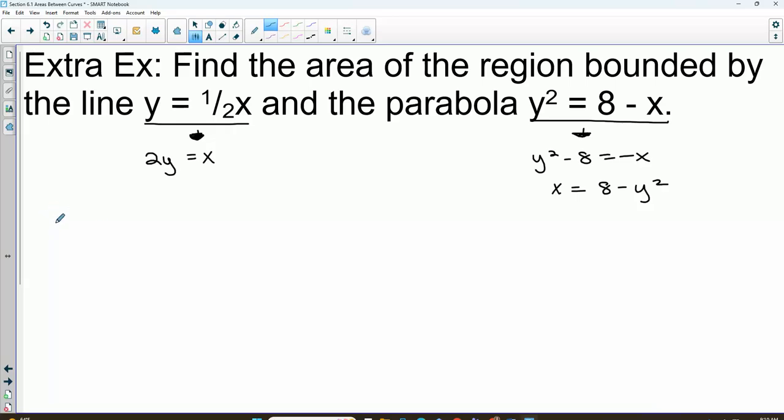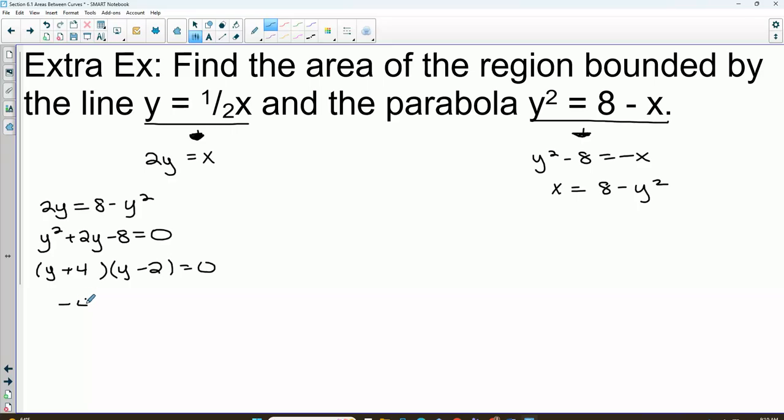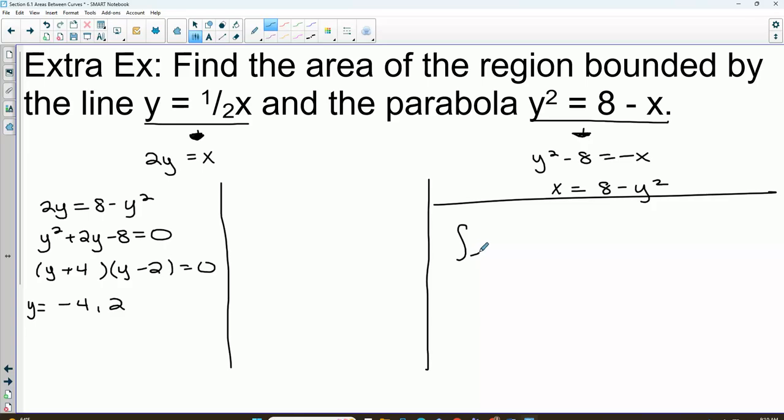We have to know where these things meet. So we'll know 2y equals 8 minus y squared. So if we factor, that's y plus 4 times y minus 2. If we set those equal to 0, we get -4 and +2. Okay. So in my integral right now, what that tells me is I'm going to go from -4 to 2. We said everything's going to be in terms of y.